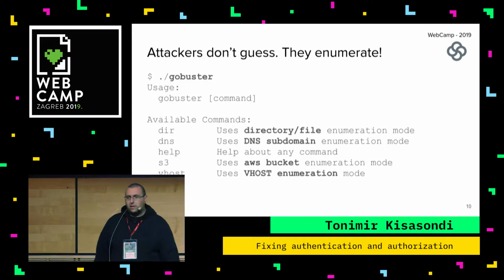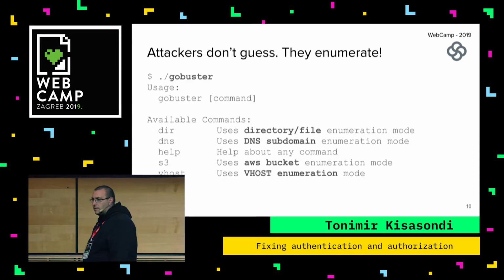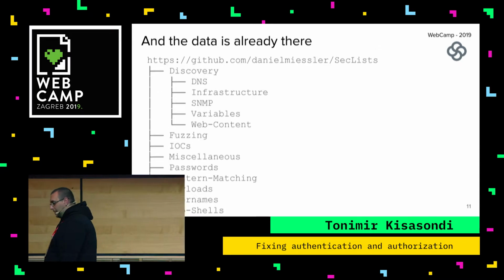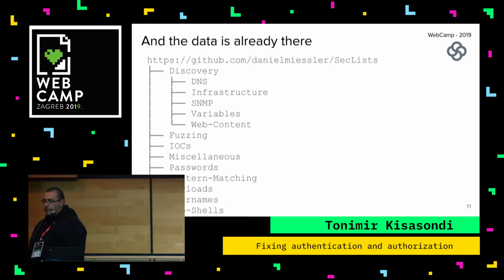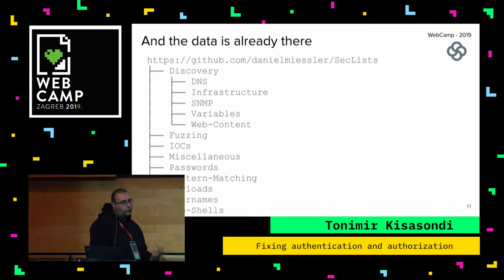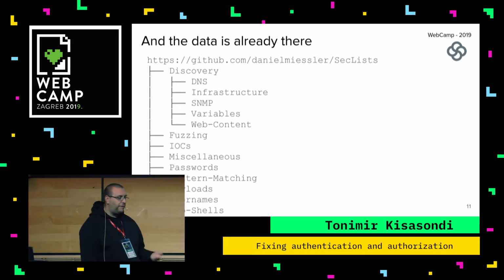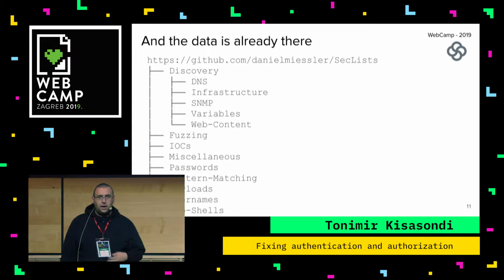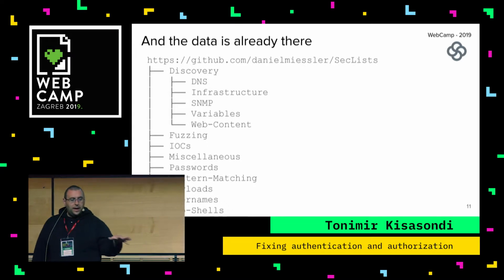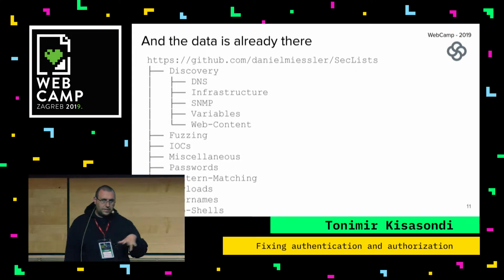But I still need a word list, right? I still need some sort of that. But security professionals, on the other hand, also curate security lists that can be used for discovery of DNS, of infrastructure endpoints, SNMP, web content, API endpoints, common parameters, and those give you enough to discover almost anything.